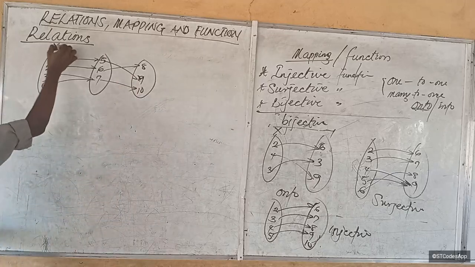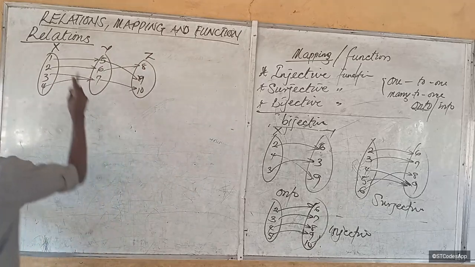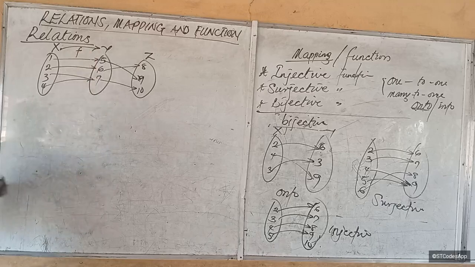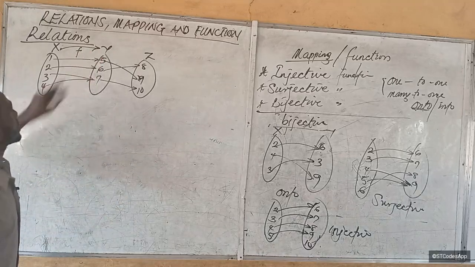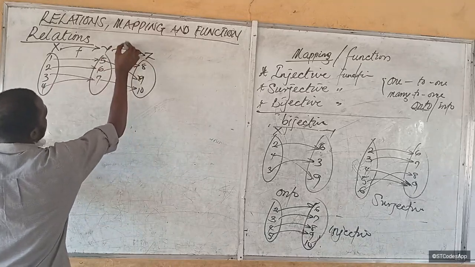Now, let's call this x, let's call this y, let's call this z. So let's say the rule that brings every value of x to y is called f. And the rule that brings every value of y to z, let's call it g.